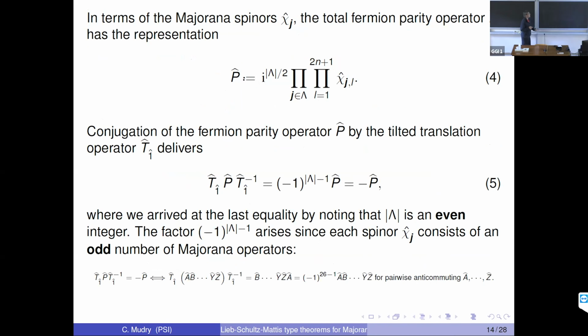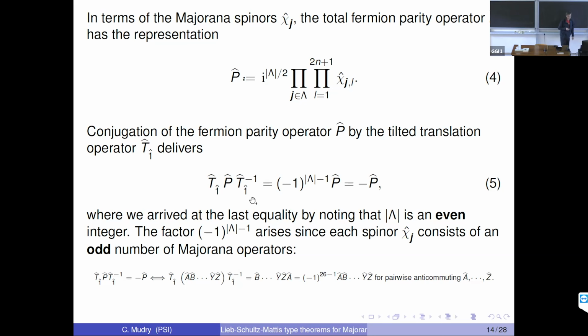So in terms of Majorana spinors, the total fermion parity operator P is simply the product of all my Majorana operators. First, I fix the repeat unit cell J. Then I take the product over the internal degrees of freedom L, they run from 1 to 2n+1, and I take the product over all the J's. Now, I have one generator of my tilted translation symmetry group. I call it T1. I only have one. And then I can conjugate parity by T1.